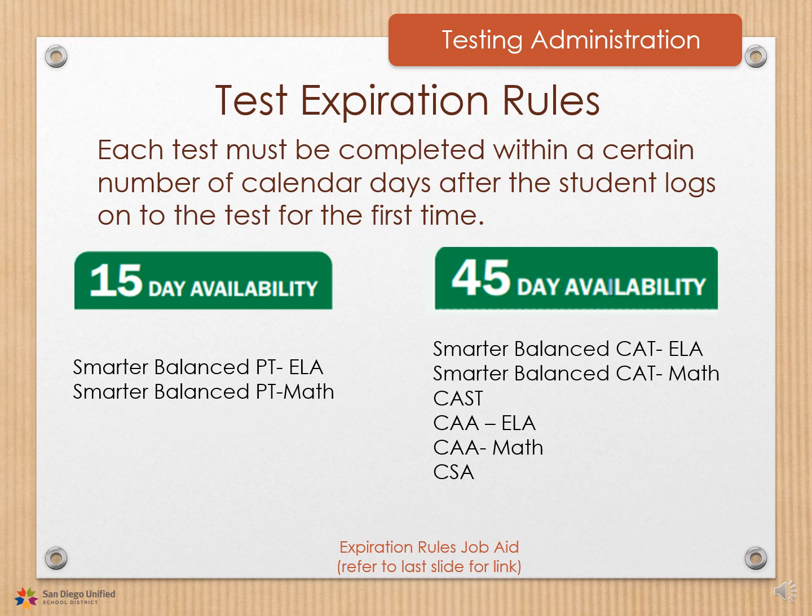The CAASPP for the Smarter Balanced Assessment for ELA and Math, the CAST, the CAA, and the CSA all have a 45 calendar day availability. For the CAA for Science, each embedded PT has its own 45-day expiration.